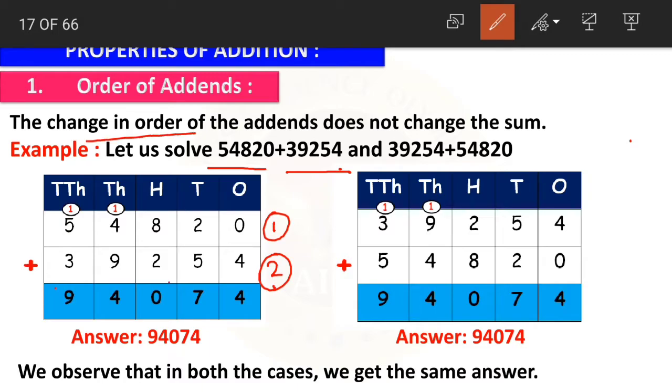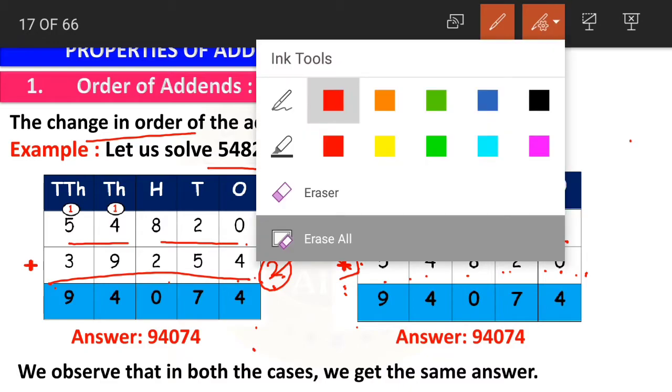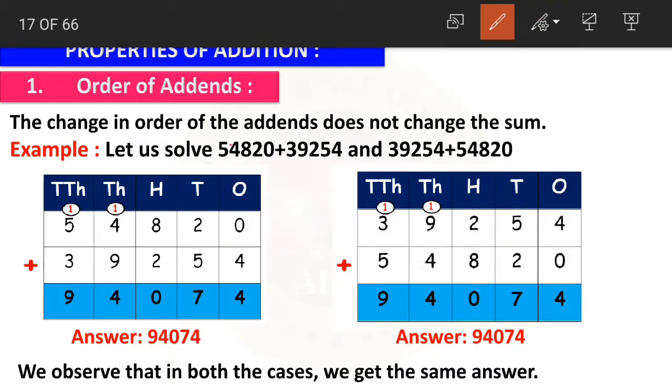Now what does changing the order mean? Just now as I have explained, now this number which is in second place will be written in the first place. Yes, 39,254 is written in the first place here. Now here 54,820 which is written in the first place will go to the second place. Yes, 54,820 is in the second place. We are changing the order of the addends, right? Now let us check whether the sum is changed or not.